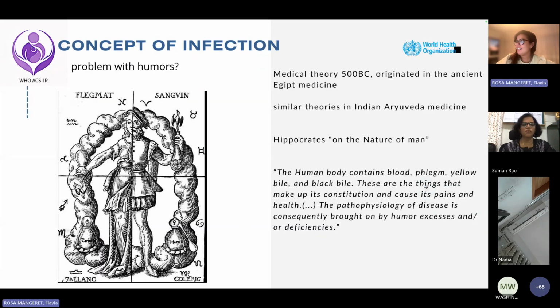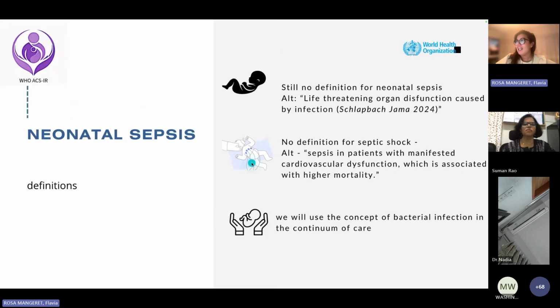So just going back to history, sepsis and infection has always been an issue in the history of humanity. And in the past, there are medical theories that are recorded from 500 before Christ, and also some similar theories from Indian Ayurveda medicine. And even Hippocrates had published in the Nature of Man, trying to understand what sepsis was, and it would be described as an imbalance, basically, of humors in the body, which was a very interesting theory.